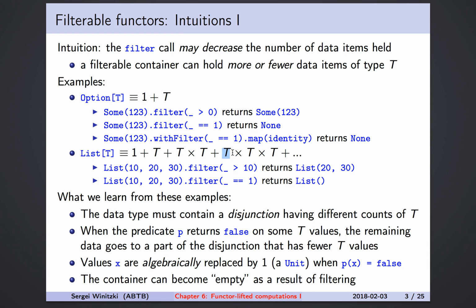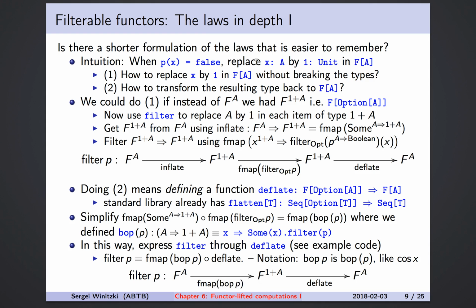So let us see if we can make this intuition more precise. What does it mean that we replace a data item of type A by a unit type? If we're given a functor, such as f of a, how can we replace this data item by 1 without breaking the type? Because the replacing cannot just happen blindly. That would be changing the type of f of a, and we're not allowed to change it. The filter operation should keep the type unchanged. So the first question is, how do we replace this data item by 1? Can we make that more precise? And second, maybe we replace it by a different type, so then how do we transform that type back to f of a?